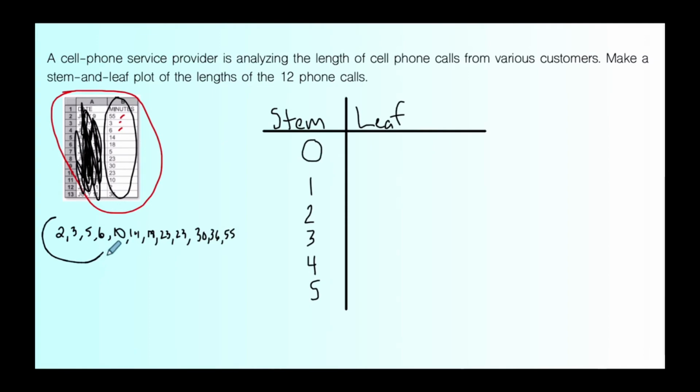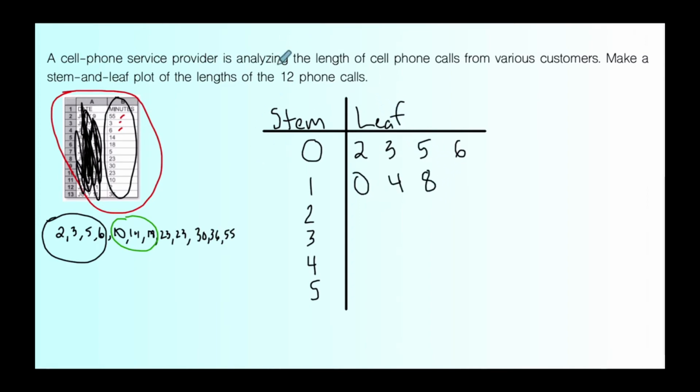So the first numbers are 2, 3, 5, and 6. Those have no tens place. They're going to be ordered from least to greatest in the leaf section. So 2, 3, 5, and 6. And those are my first 4 phone call logs. The next are numbers with a 1 in the tens place. So I've got things ranging from, let's see, 10, 14, and 18. So I'm first going to put in my 10, 14, and 18.